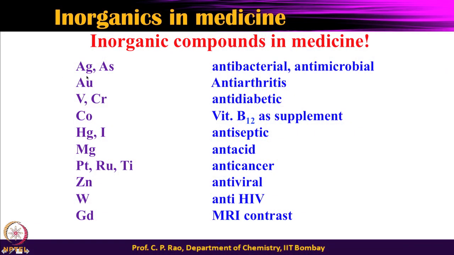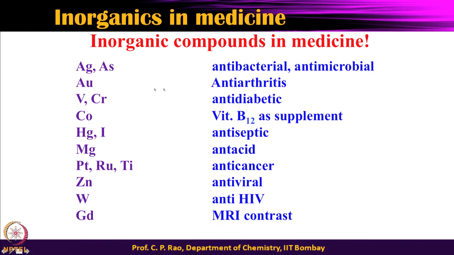Now, we can take such inorganic compounds or simple inorganic compounds. These have found a great importance in medicine. Inorganic compounds, see this particular slide, based on silver, based on arsenic, which we think is a poison, based on gold, based on vanadium, based on chromium, cobalt, mercury, iodine, magnesium, platinum, ruthenium, titanium etc., zinc, tungsten, gadolinium.